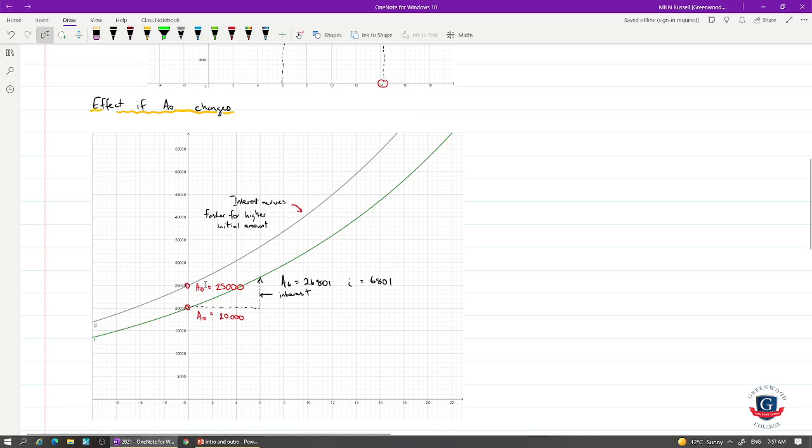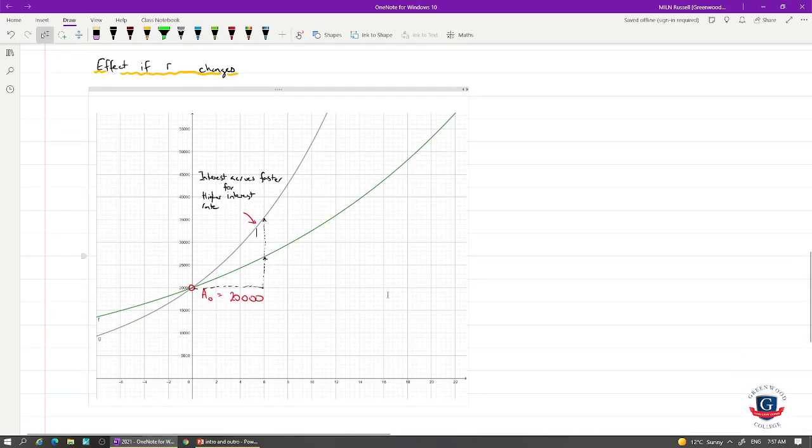Now we can find out, again, the interest at any point by looking at how much we started with and a period of time, and we can see this gap between the starting point and the amount that we owe at a point on the curve, and that would tell us the interest. So at A6 we'd have 26,801. We started with $20,000, so the gap would be 6,801, which is the interest component.